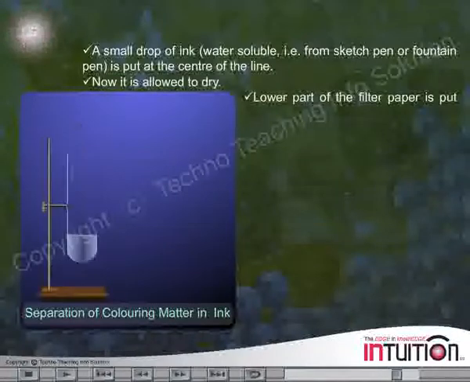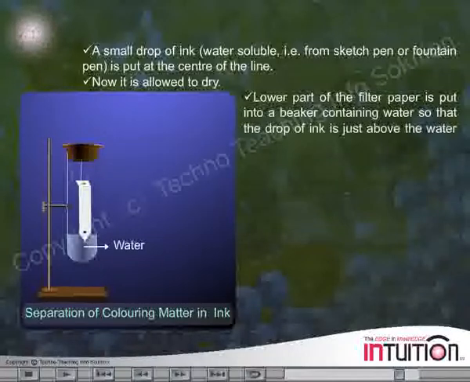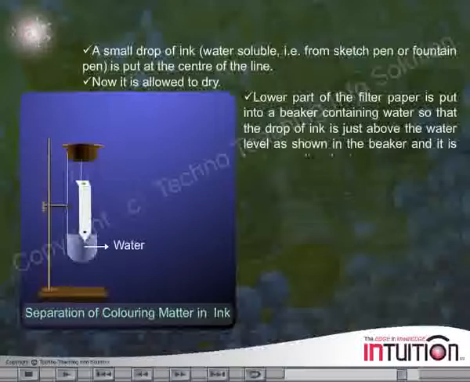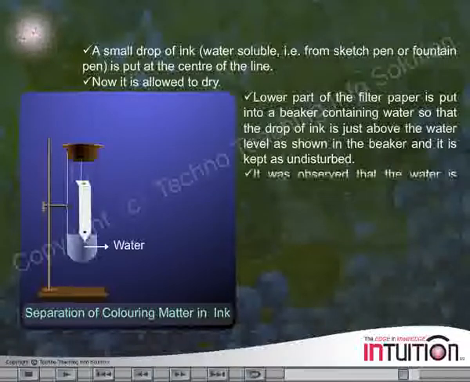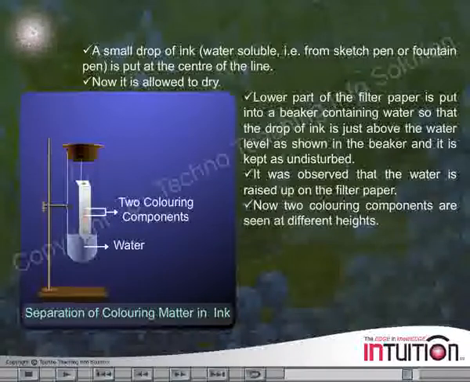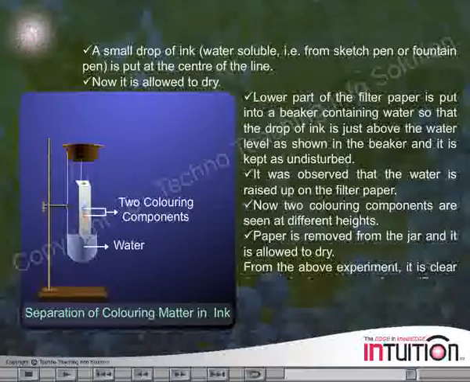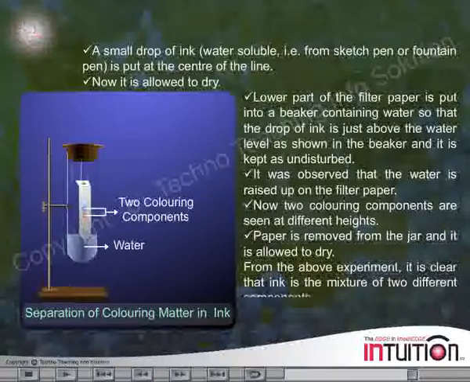Lower part of the filter paper is put into a beaker containing water so that the drop of ink is just above the water level as shown in the beaker, and it is kept undisturbed. It is observed that the water is raised up on the filter paper. Now two coloring components are seen at different heights. Paper is removed from the jar and it is allowed to dry. From the above experiment, it is clear that ink is the mixture of two different components.